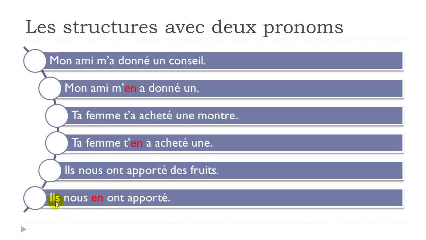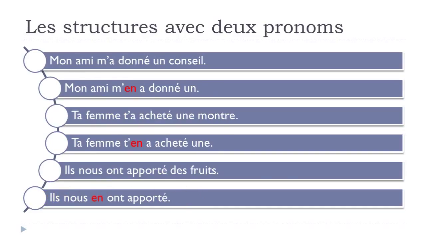So let's read it. Ils nous ont, okay, beautiful liaison here, ont apporté, okay, so the full thing goes like, ils nous en ont apporté. Alright, so let's read it one more time. Mon ami m'en a donné un, ta femme t'en a acheté une, ils nous en ont apporté.